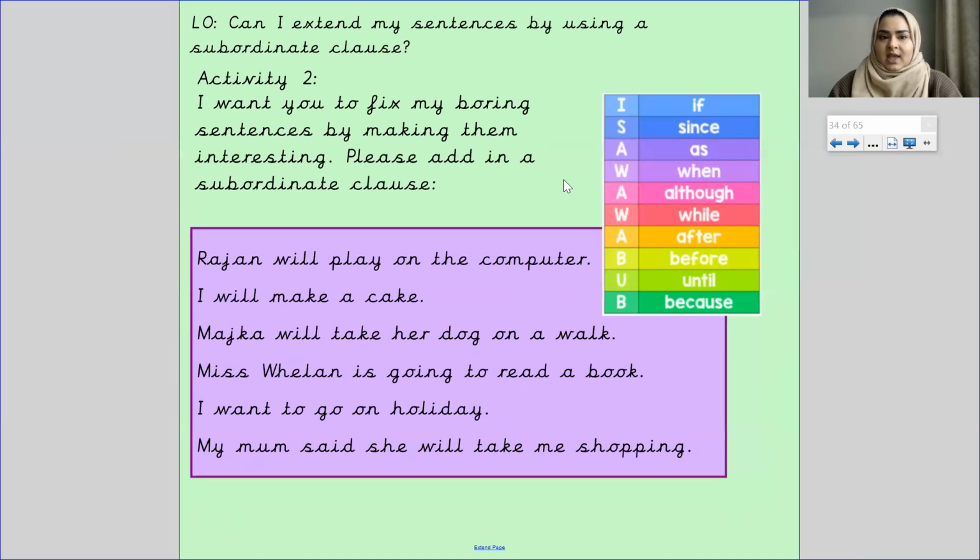Okay. Activity 2. I want you to fix my boring sentences by making them interesting. Please add in a subordinate clause. So I have sentences here which are quite boring, and you just need to extend them by adding in a subordinate clause. So for example, sentence number 2 says, I will make a cake. You could say, I will make a cake because it is my sister's birthday. Full stop.